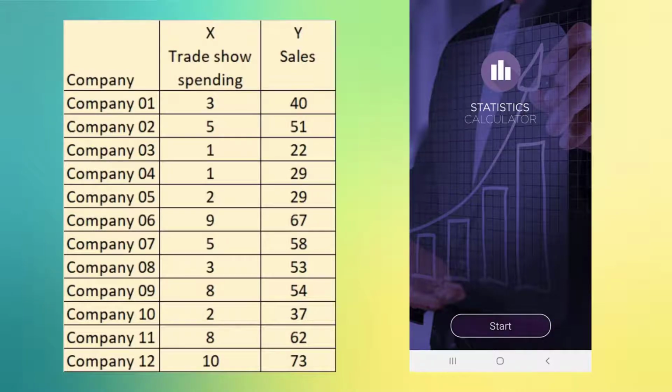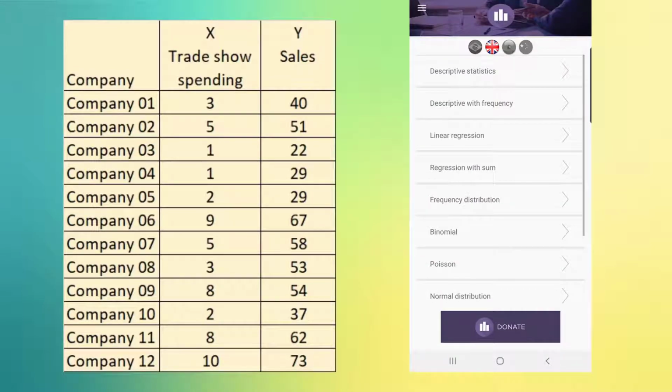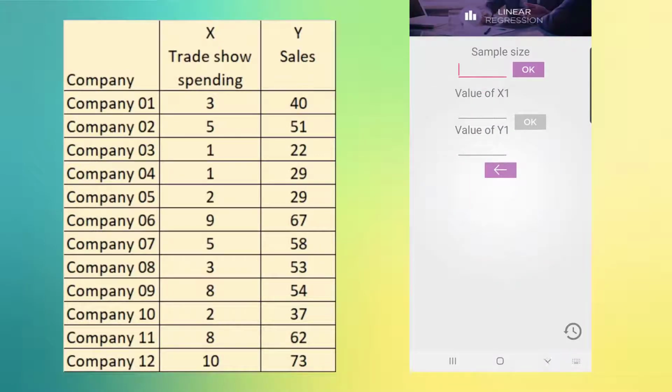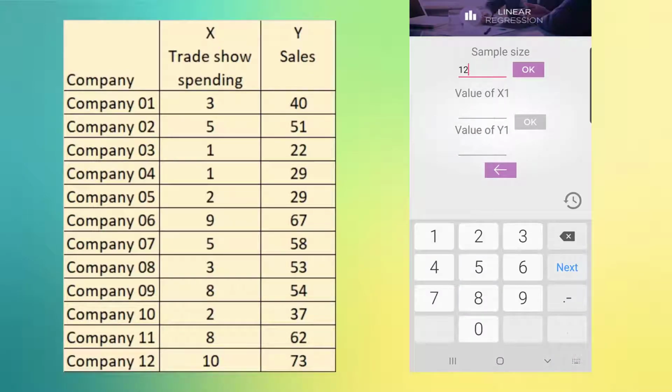Click the start. Here you have different options. Choose linear regression. Under sample size, write 12 since we have 12 sample companies in our data. Click OK. The OK sign will change to check sign.